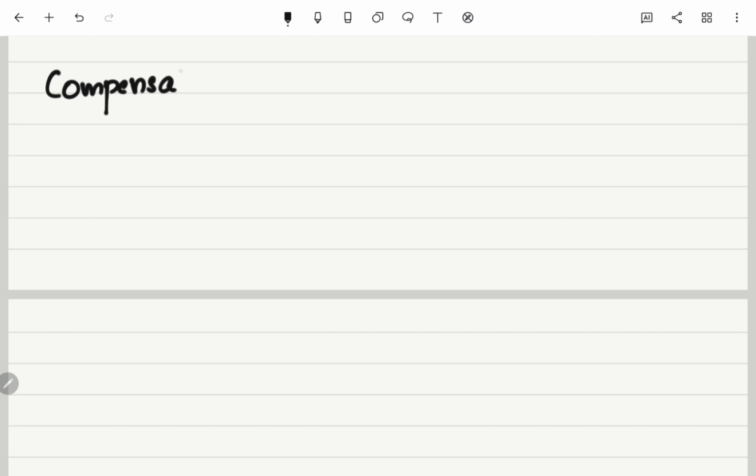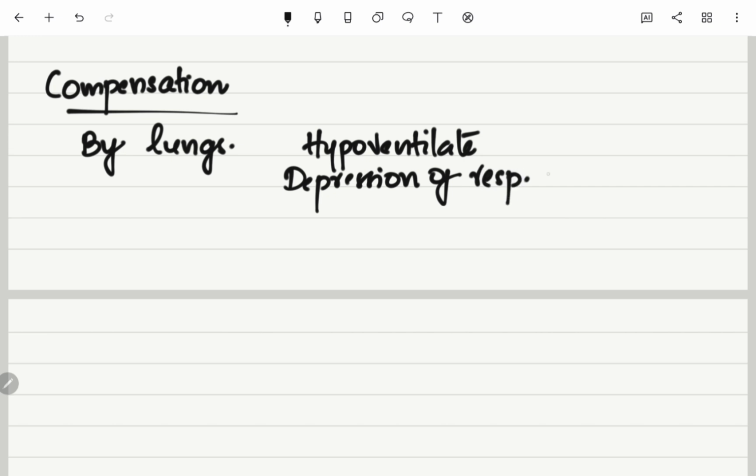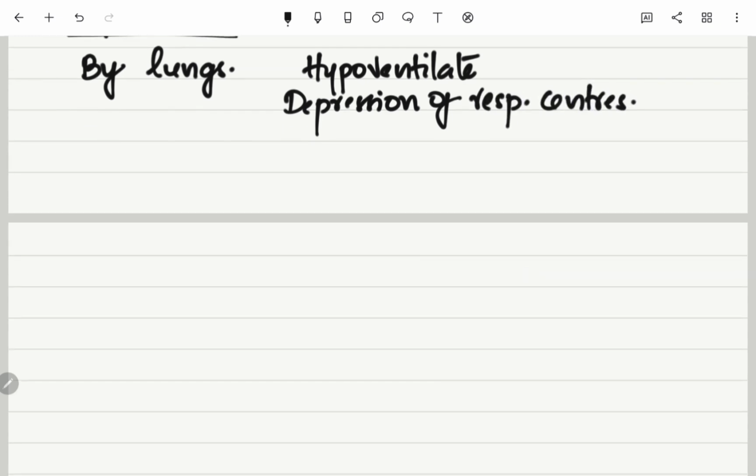Moving on to the compensatory mechanisms. When we discussed acid-base disorders in the first video, I told you that whenever there is a metabolic disorder, it is compensated by the lungs. So here, the lungs will hypoventilate because of depression of respiratory centers due to increased pH, which will cause an increase in PCO2.